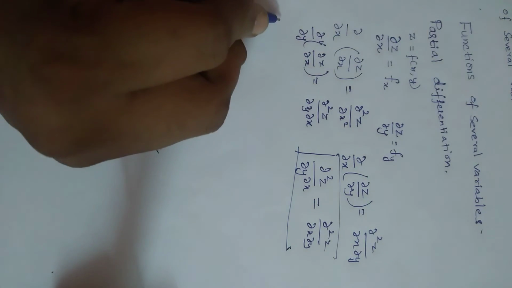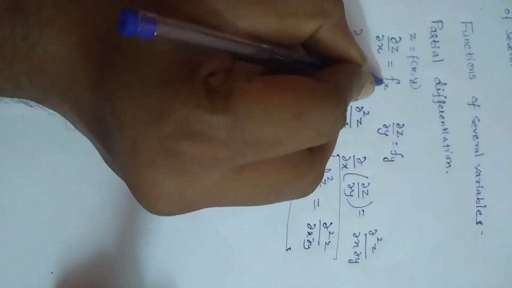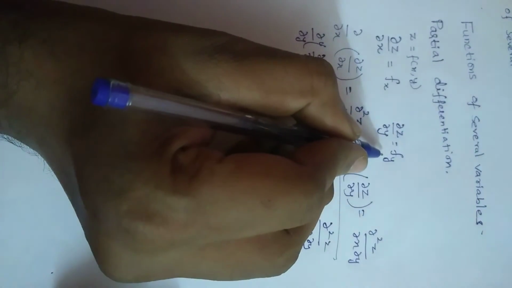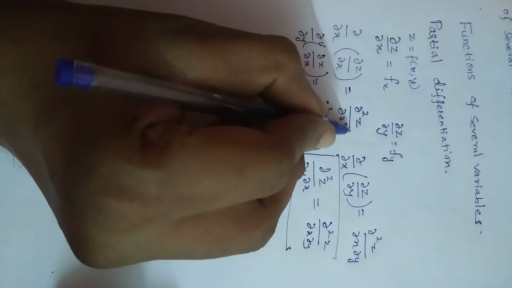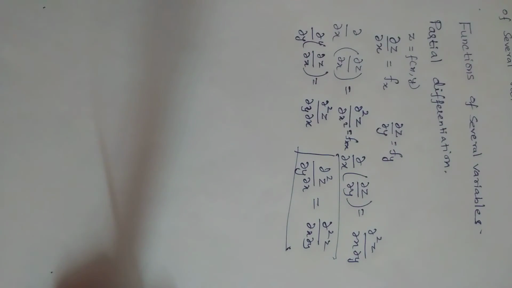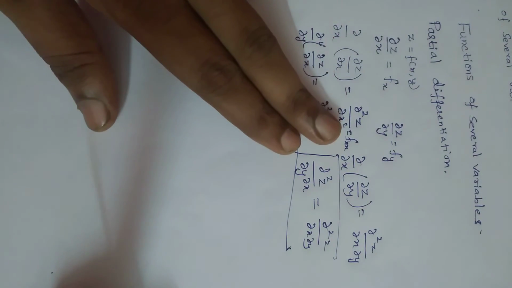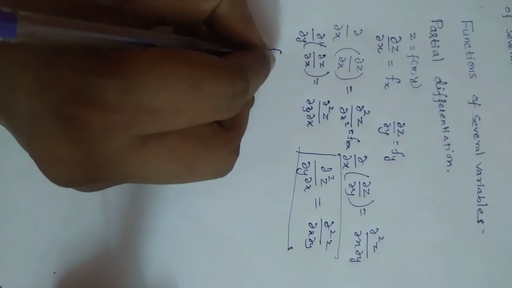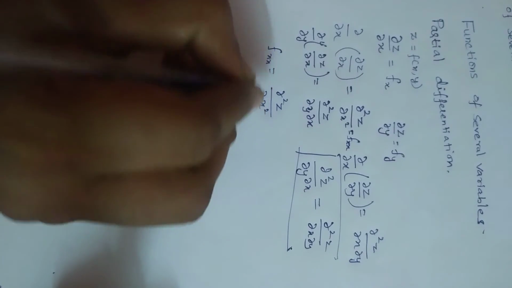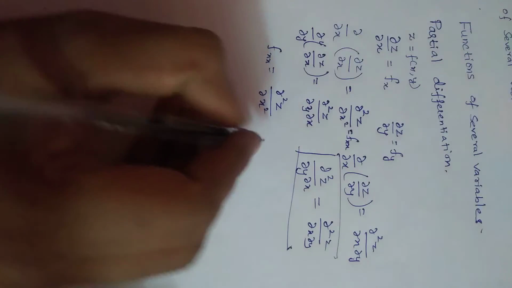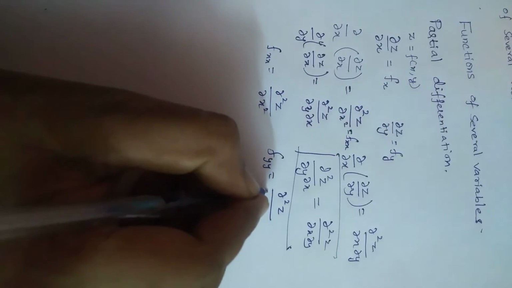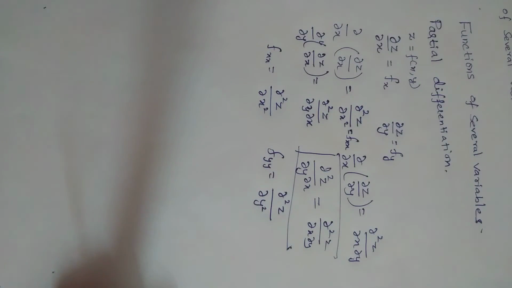The notations are like this: f_x is partial differentiation with respect to x, and f_y is partial differentiation with respect to y. Differentiating partial differentiation two times is denoted as f_xx, which means partial differentiation of z with respect to x two times. And the same thing, f_yy means partial differentiation of z with respect to y two times.